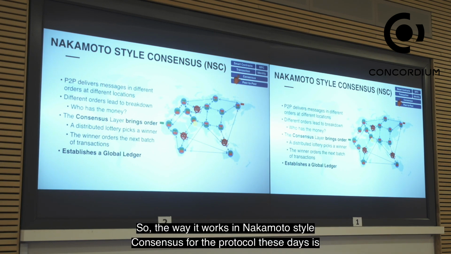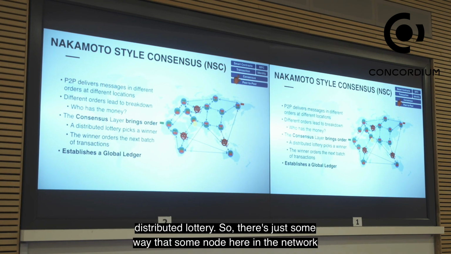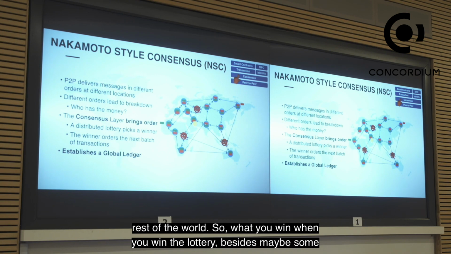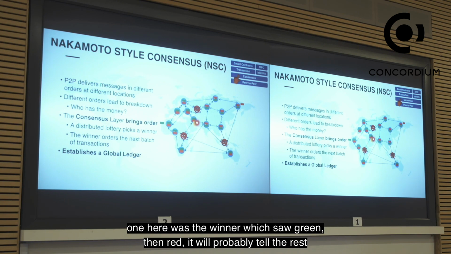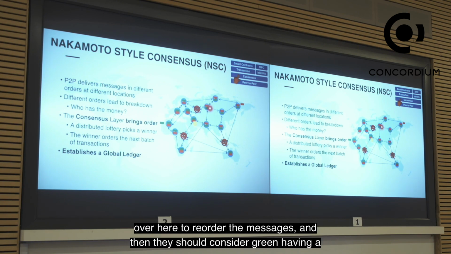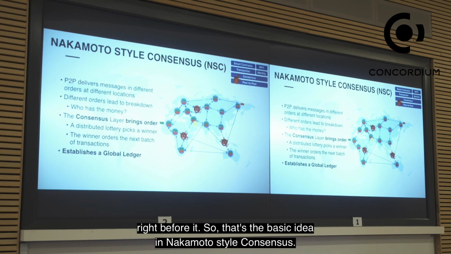So the way it works in Nakamoto-style consensus protocols is there's a distributed lottery. There's some way that some node here in the network can discover that it won the lottery. And this is something it can prove to the rest of the world. So what you win when you win the lottery, besides maybe some coins, is the right to order the outstanding transactions. So since this one here was the winner, which saw green then red, it will probably tell the rest over here to reorder the messages, and then they should consider green having arrived before red.